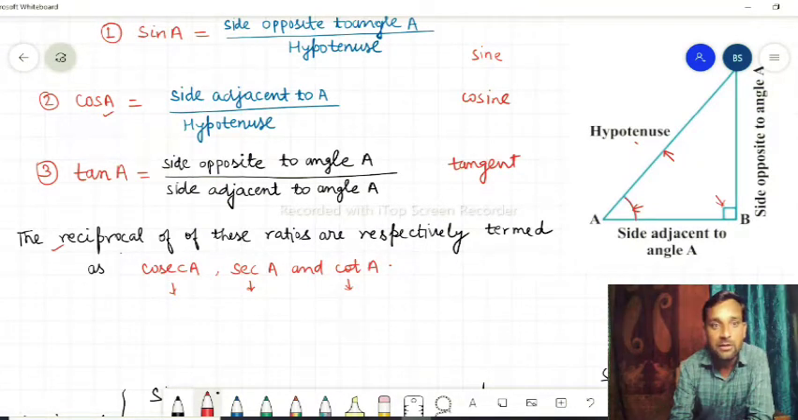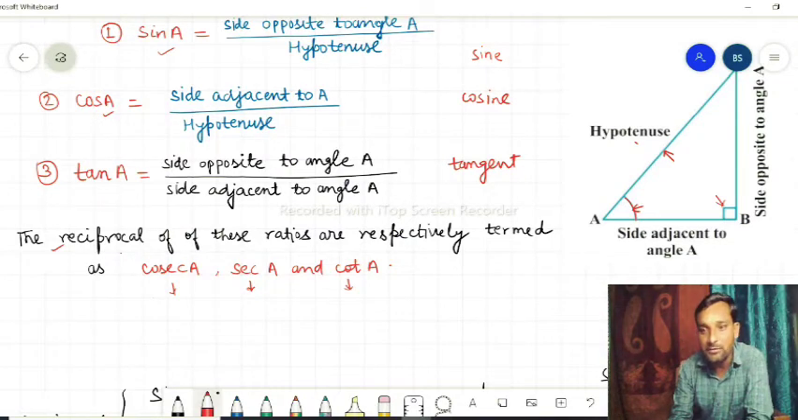Now the ratio of the side opposite to angle A and the hypotenuse is known as sin A. Similarly, the ratio of the side adjacent to angle A and the hypotenuse is known as cos A, and the side opposite to angle A over the side adjacent to angle A is known as tan A. Basically these are abbreviations of sine of angle A and cosine of angle A and tangent of angle A.